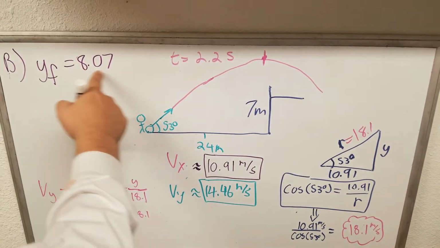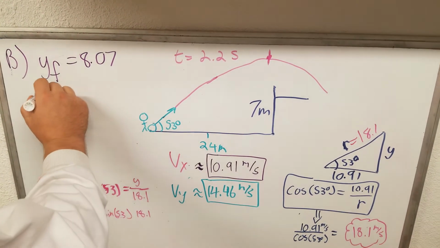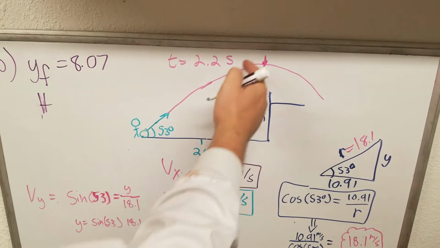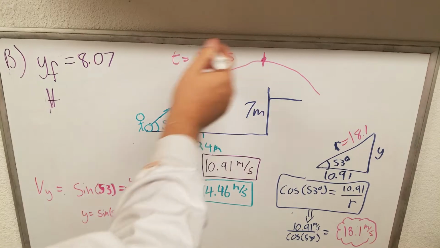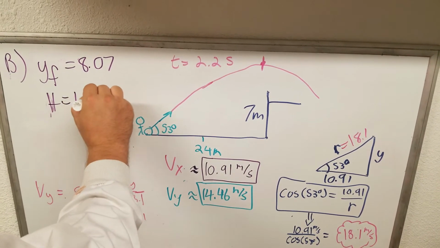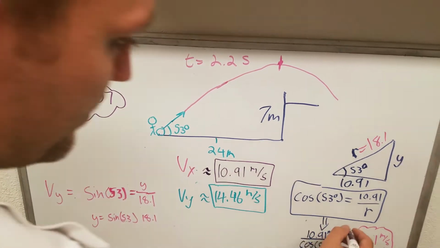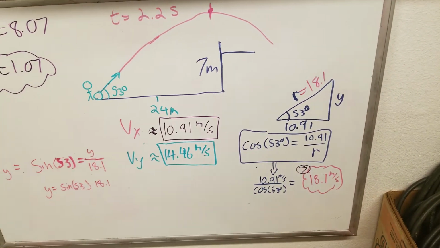Now the real question is how much higher above this are we? Well, 8.07 minus 7, our height, I'll just put an H for that, our total height above the 7-meter fence and wall ends up being 1.07. Cool. And I'll put a little box around that like I did with the other answer. Remember, this was the answer to A. Okay, we have one more question.